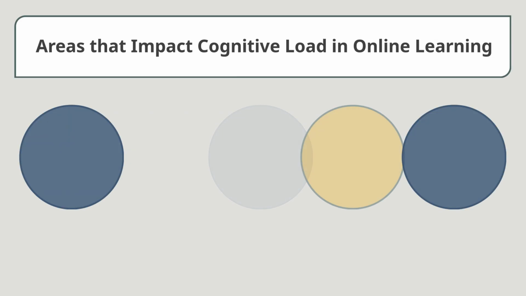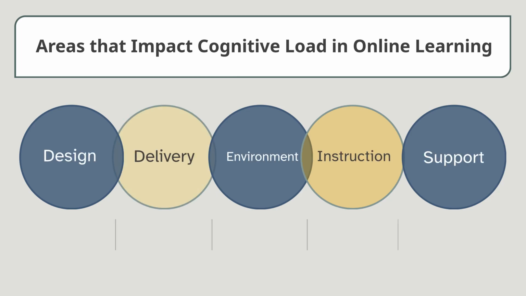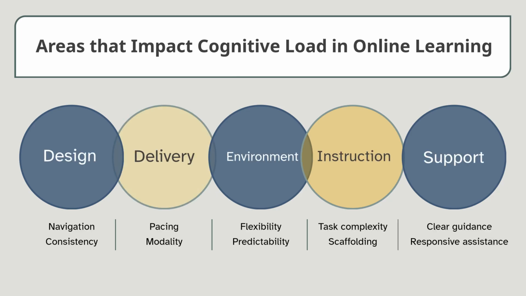How can these factors negatively impact cognitive load? Course design: poor layout and inconsistent navigation. Examples: multiple folders with vague titles like "modules stuff," or folders labeled as "readings," duplicate links, or important materials buried in long announcements. Delivery: pacing and modality.